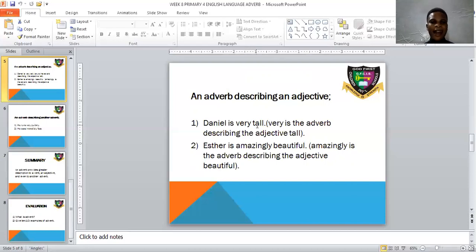So the tall is the adjective, right? Isn't it? That is, the tall is the one describing Daniel. Now, the very that you are seeing before tall is the one describing the what? The adjective tall. Is that taken? So now, Daniel is very tall. The word very is the adverb describing the adjective tall. See, look at what we have in the bracket. It said, very is the adverb describing the adjective tall. Is that understood? Now, the second example says, Esther is amazingly beautiful.